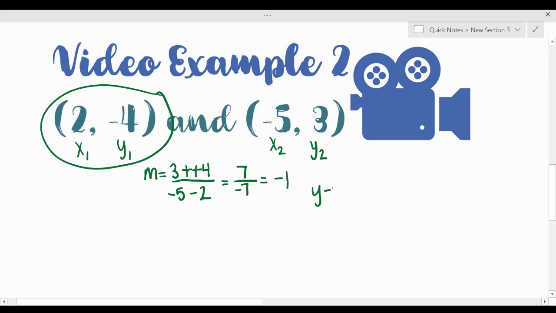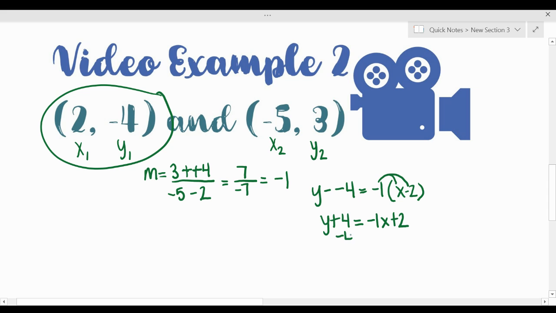So y minus y1 was -4, which equals -1, which was my slope, times x minus 2. Now, before we distribute, I want to look at this left-hand side. I want to make that y plus 4. Remember, minus a negative is a plus, and that's going to be equal to distribute -1x, and a negative times a negative is a positive 2.